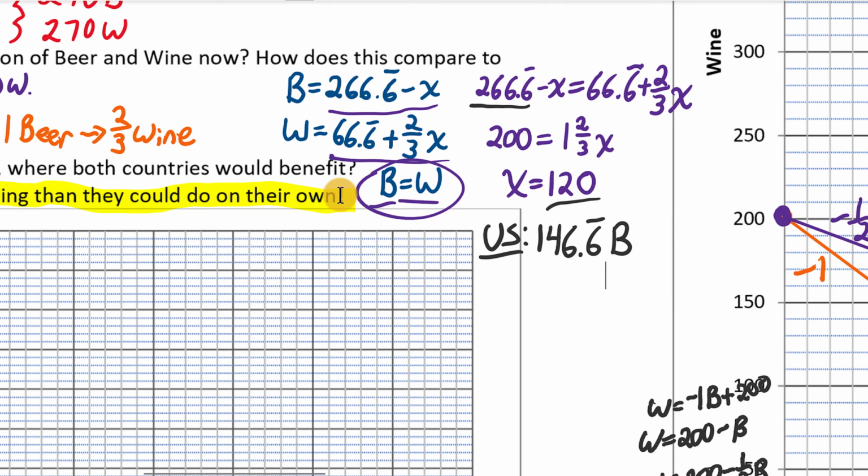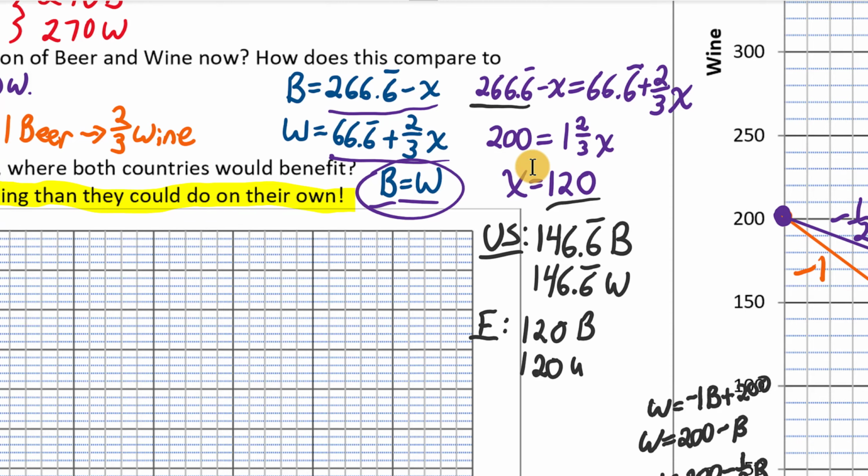Add that to the original 66 and 2/3 barrels of wine they already had, and this is when you know we've done something correct. They end up with the same amount of wine as beer. That's what we designed this to do. Now what about France? Well, France is going to end up getting 120 barrels of beer in trade. They're going to be sending 80 of their barrels of wine to the United States. And so France is going to end up with 120 barrels of beer and 120 barrels of wine.